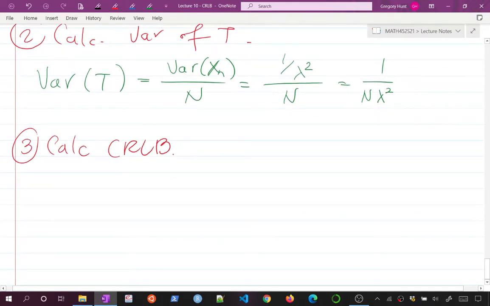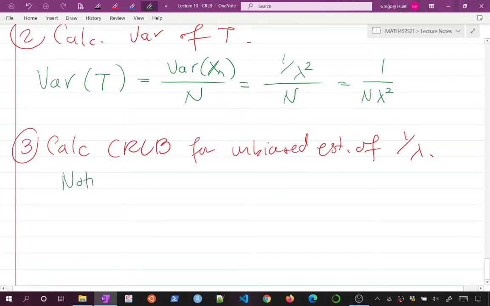So this is a little more involved because I really should be specific about unbiased estimators of 1 over lambda. You have a Cramer-Rao lower bound for a specific parameter or a function of that parameter. In this case, notice we're not estimating lambda, we're estimating a function of lambda, 1 over lambda. You could call that tau of lambda.